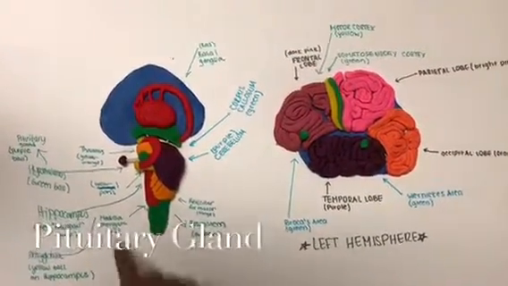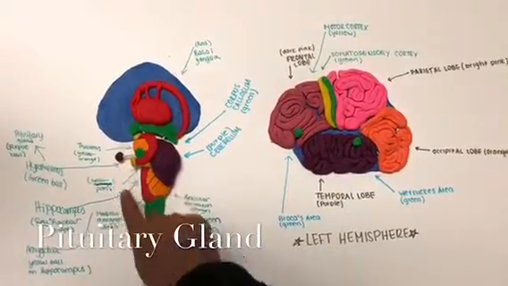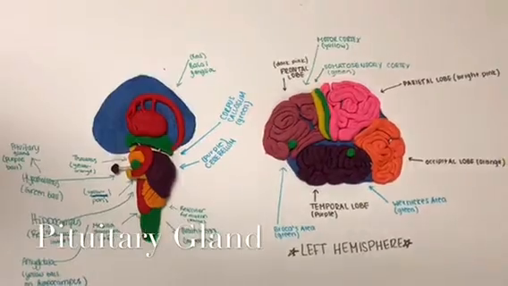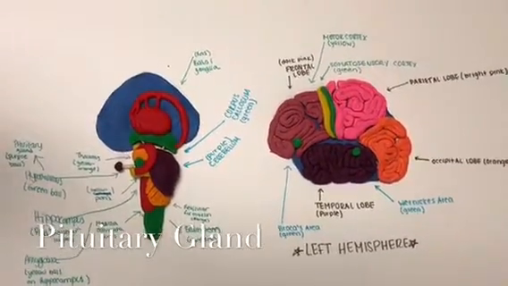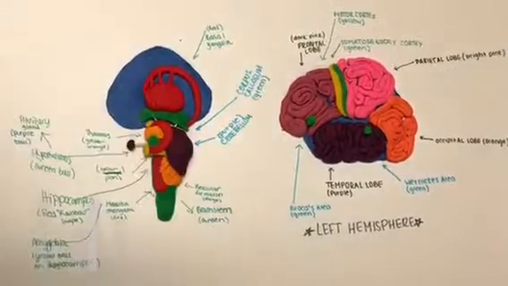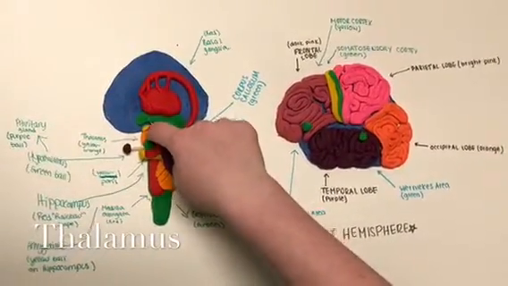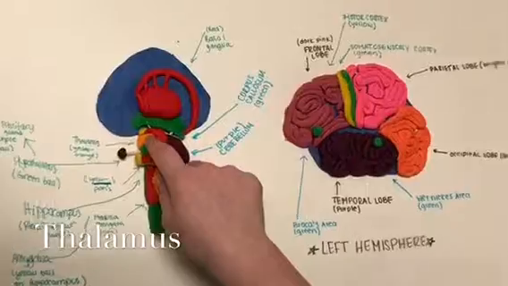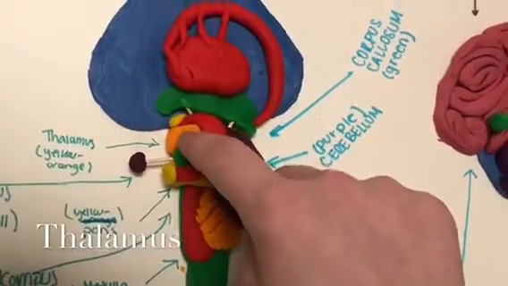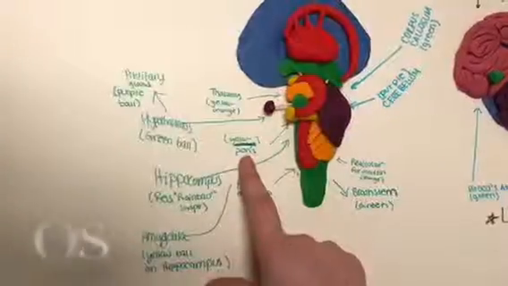The pituitary gland in purple right here is known as the master gland. It is a part of the endocrine system, and it helps to release hormones by other endocrine glands. Pictured here in the yellow-orange color is the thalamus, and this receives almost all of the incoming sensory information, organizes it, and relays it to the cortex.